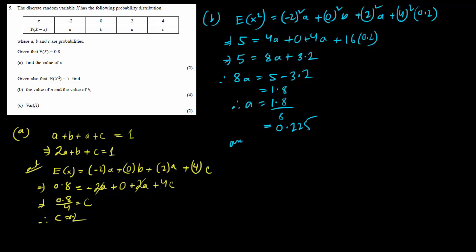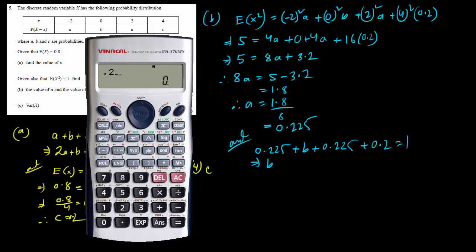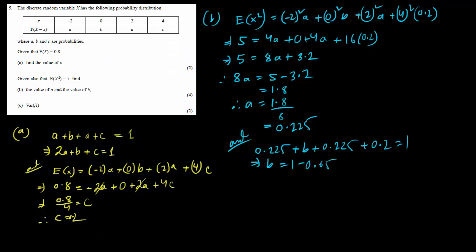0.225, and we can find the value of b from the total probability. We can write 0.225, that is a, plus b plus 0.225, that is a, plus c is 0.2 equals to 1, and that turns out to be 0.225 plus 0.225 plus 0.2 plus 0.225 plus 0.2, and that is 0.65. We can write 1 minus 0.65 is 0.35. So restate the answer. A equals to 0.225 and B equals to 0.35.